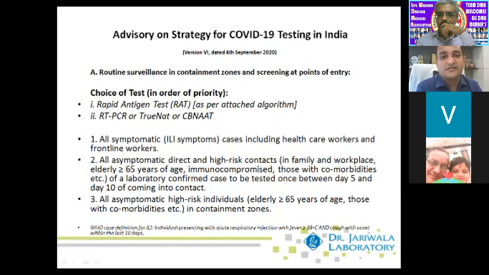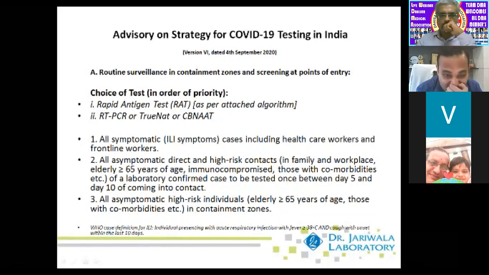So now this is the current advisory on testing, which is applicable right now. It was released by ICMR on 4th of September. Here the ICMR classifies testing into 4 categories. The first category is the routine surveillance in containment zones and screening at points of entry in those zones. As on date, there are more than 25 containment zones in our area, in Dahisar, Borivali, Kandivali area.